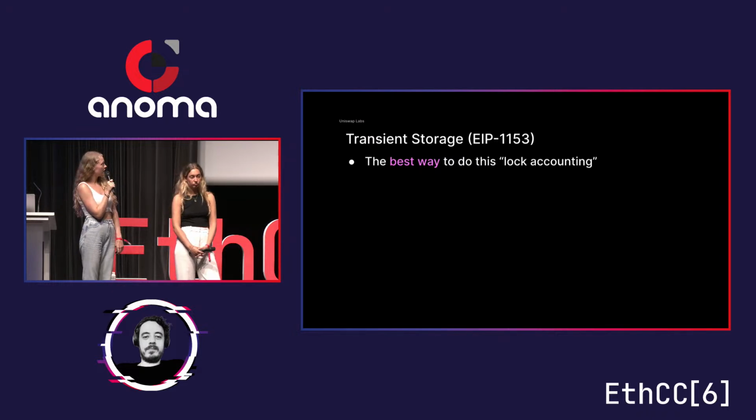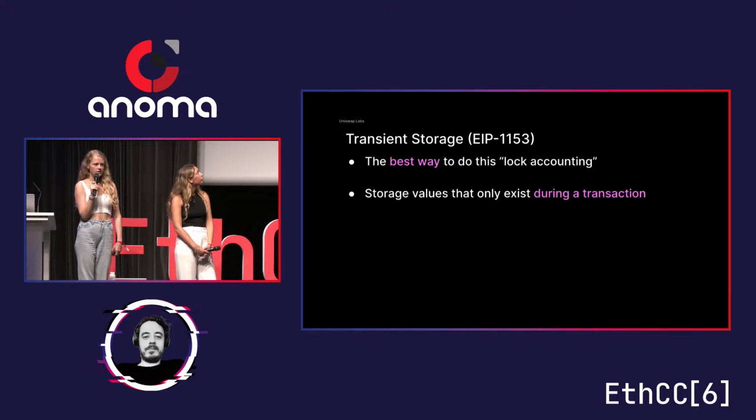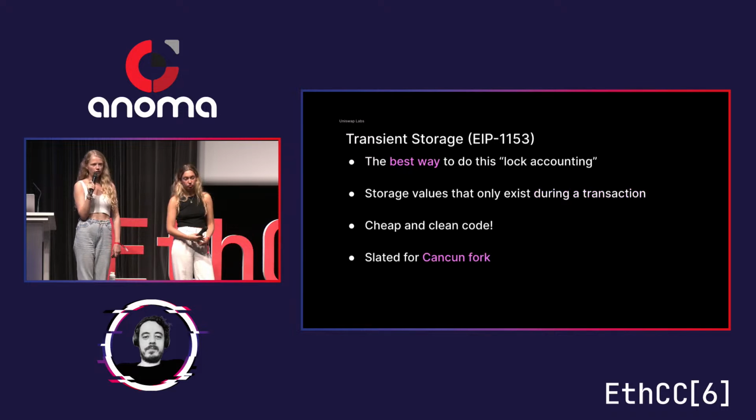The best way to do this is through something called transient storage, which a lot of you may not have heard of. It's an EIP still at this moment called 1153. And what it does is it's storage values that are specifically only going to exist for the duration of a transaction. They're 0 at the beginning, they're going to be 0 again at the end, and so you can make that guarantee that no one's ever going to have to actually store those values at the end of the transaction. And that allows us to make the code much cleaner and much cheaper from a gas point of view. This EIP is, as I said, not yet on mainnet, but it is slated for the Cancun fork, which should happen at some point.